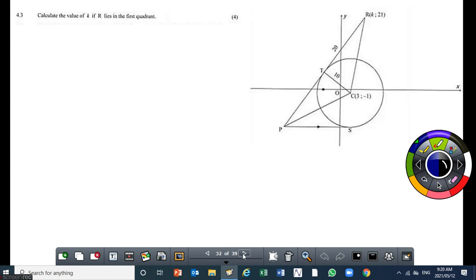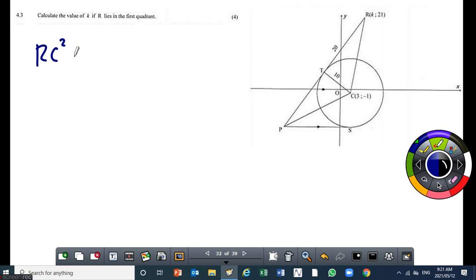All right, the next question says calculate the value of k if R lies in the first quadrant. You can see that point R is in the first quadrant. To calculate it, we don't know the equation of the tangent or the equation of RC. So my suggestion is to use the distance formula. Fortunately, we know the length of RC from the previous question. If we use the distance formula, we have three values that we know: this is x2, that's y2, then we have y1, but we don't have x1.